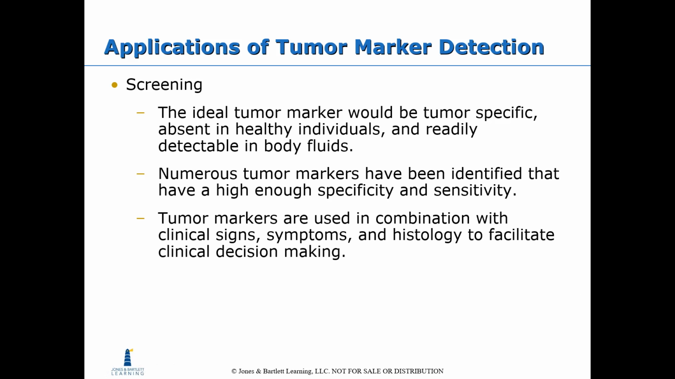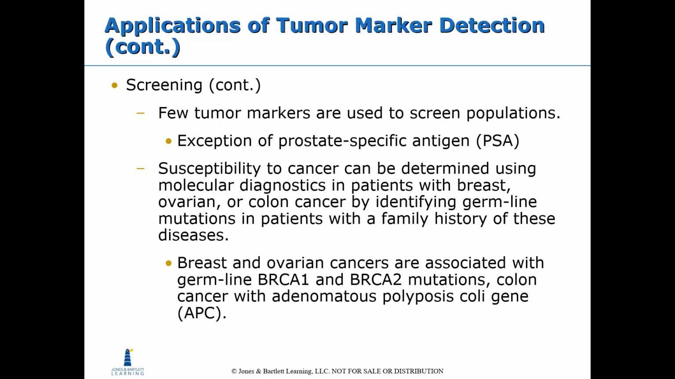Screening. The ideal tumor marker would be tumor-specific, absent in healthy individuals, and readily detectable in body fluids. Numerous tumor markers have been identified that have a high enough specificity and sensitivity. Tumor markers are used in combination with clinical signs and symptoms and histology to facilitate clinical decision-making. Few tumor markers are used to screen populations, except for prostate-specific antigen, or PSA.